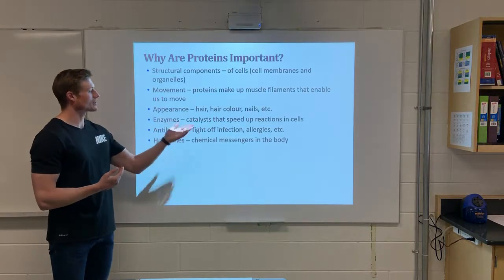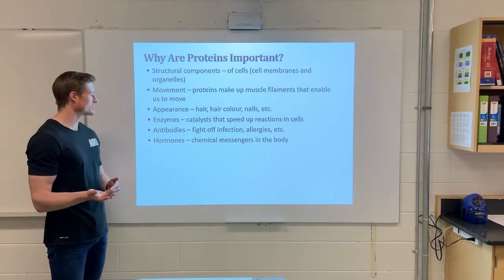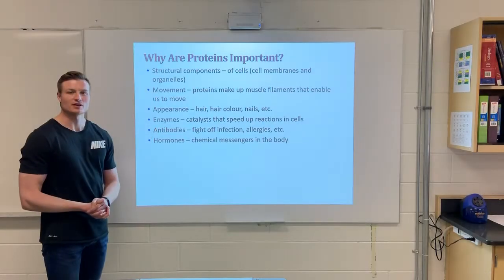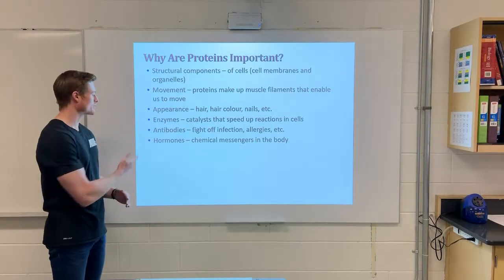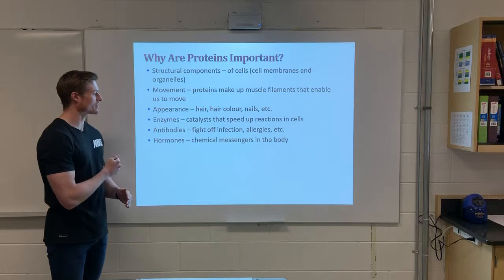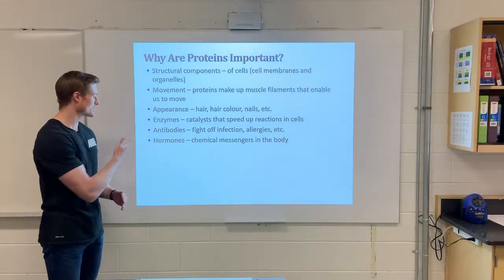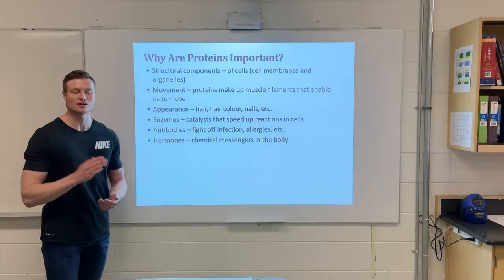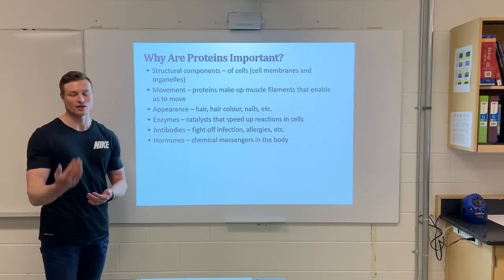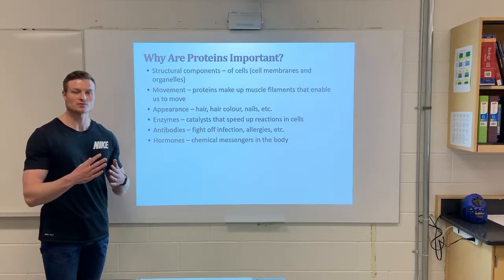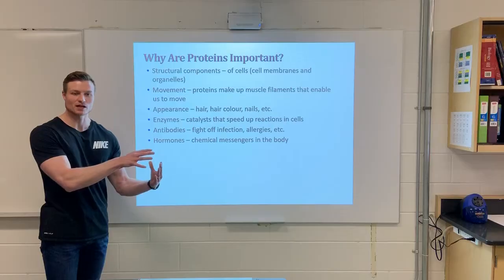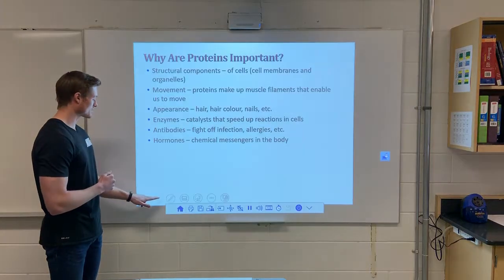Appearance, your hair color, your nails, these are all proteins. Enzymes that speed up reactions in our body, these are proteins. Antibodies that help fight off infections, these are proteins. And finally, hormones that we talked a lot about in chapter 15, they too are proteins. So all of these proteins are made using amino acids, using DNA as the blueprint.